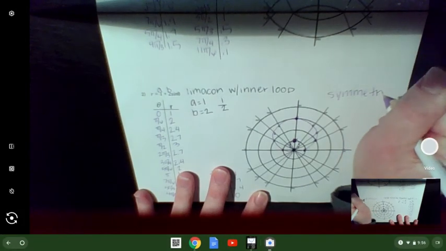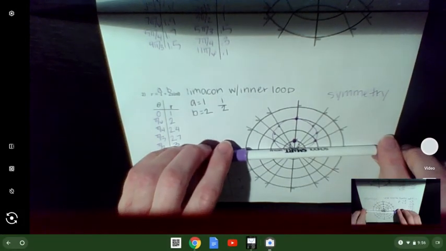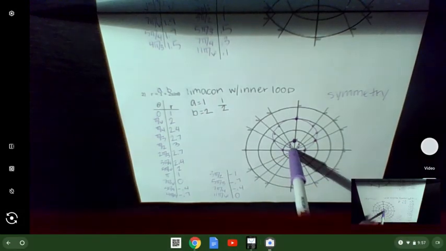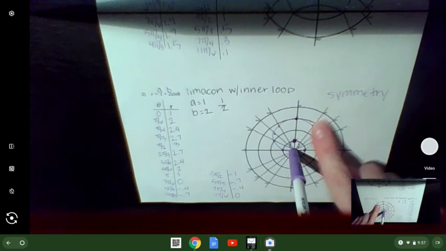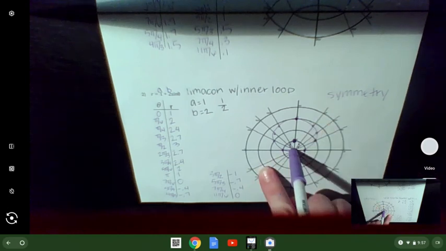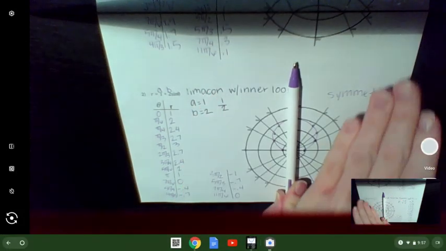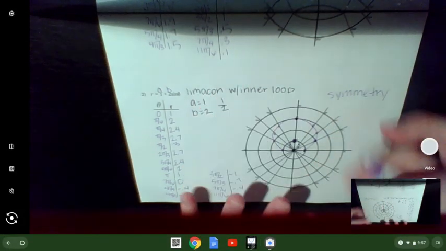Symmetry with respect to the polar axis? No, this side does not look like this side. Symmetry with respect to the pole? No, I can't slide from here and get points down here. Symmetry with respect to theta equals pi over 2? Yes, these two sides are mirror images.